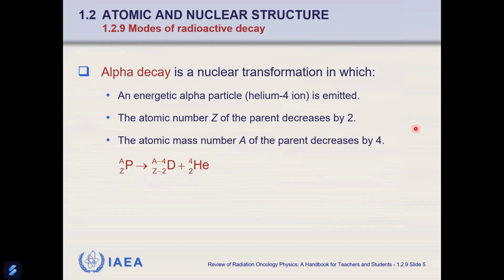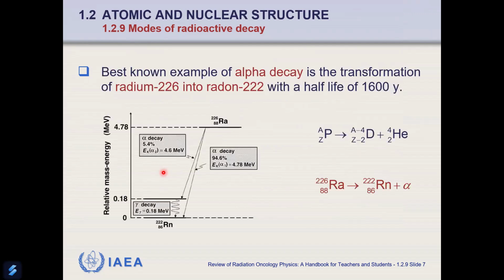Right, alpha decay, as we know, produces an alpha particle. An alpha particle is basically a helium nucleus, with a mass number of 4 and an atomic number of 2. So we expect the daughter to decrease in mass by 4 and the atomic number to decrease by 2. All right, straightforward.